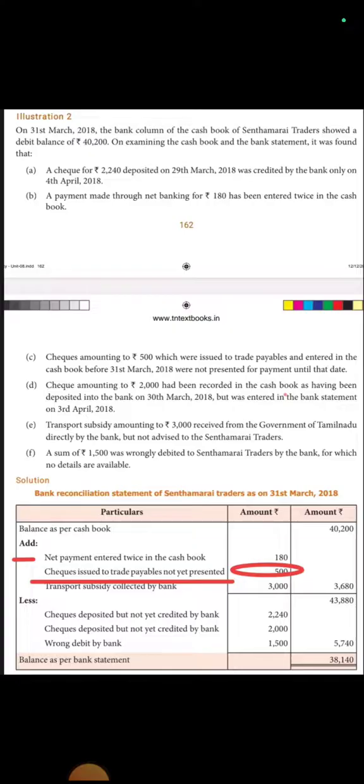So our bank account increased 500 rupees. So as per the bank statement, our cash book also will be increased. So for that, we have to add this transaction in our cash book. In the add column, checks issued, we have to write checks issued to trade payables not yet presented rupees 500. So 500 rupees we entered, that's all.